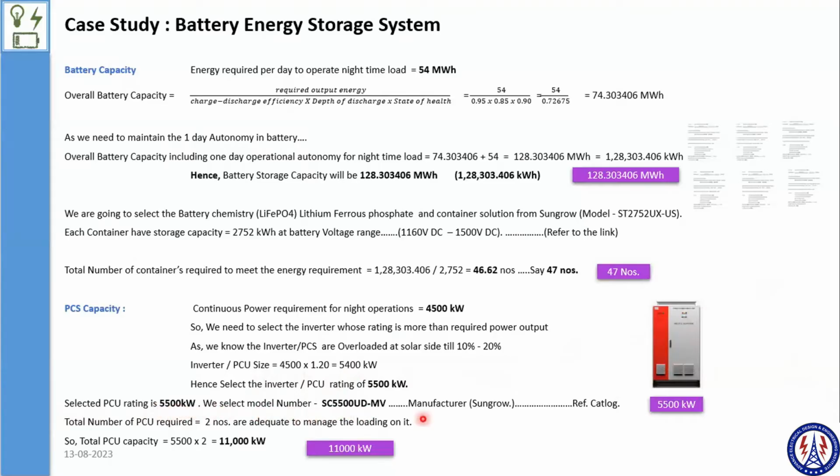We select this Sungrow model, okay? SC5500UD. And if you look at the total number of PCU, we consider 2 adequate to manage the loading. So total PCU capacity is 5500 multiplied by 2, which is 11,000 kilowatt. Now you tell me why I consider 2 PCS. Actually, I was about to ask you why we choose 2. Think on it. Why did I choose 2 PCS?